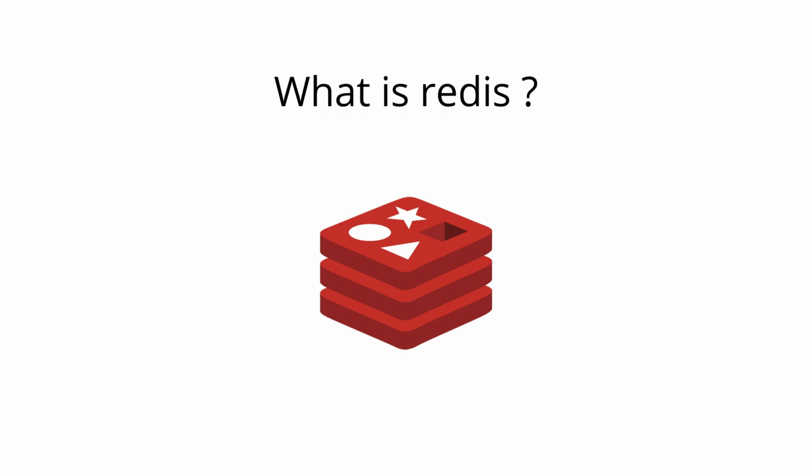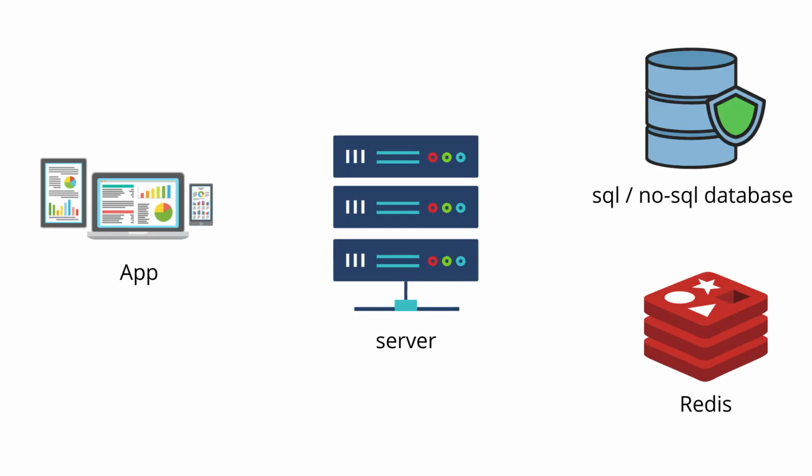So Redis is an open source in-memory data structure store used as a database, cache and message broker. Now you may have a question like, what is cache? Cache is a temporary storage component where the data is stored so that in future data can be served faster. Now let's see the workflow of Redis.